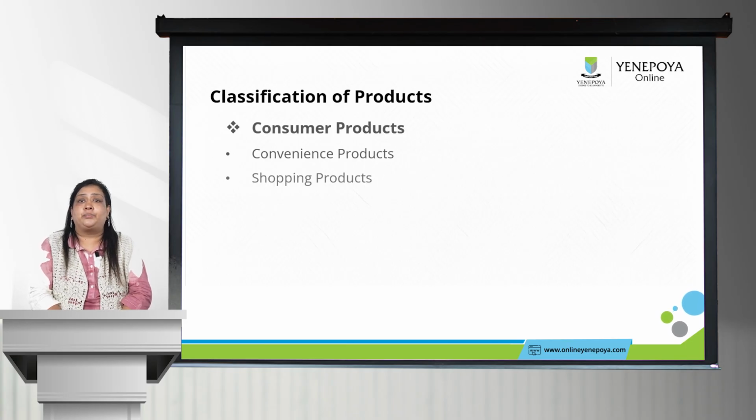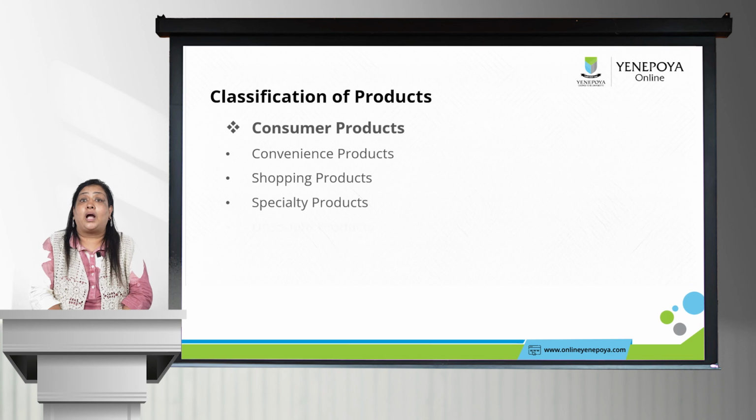The third is specialty products. They have unique features or brand identity, high customer loyalty, and very low price sensitivity. The examples are Rolex watches, luxury cars, and Harley Davidson bikes. The marketing focus is brand image, exclusivity, and status appeal.